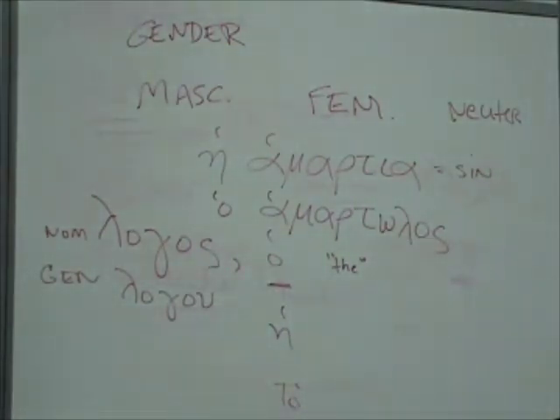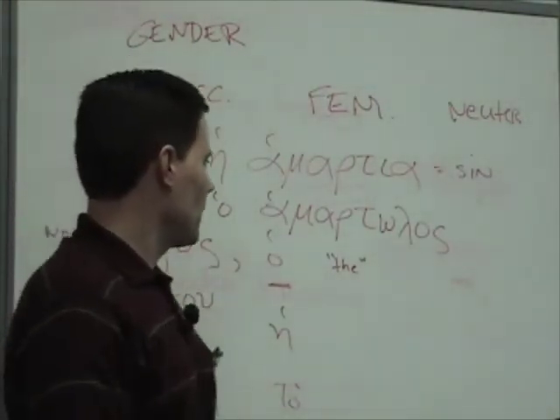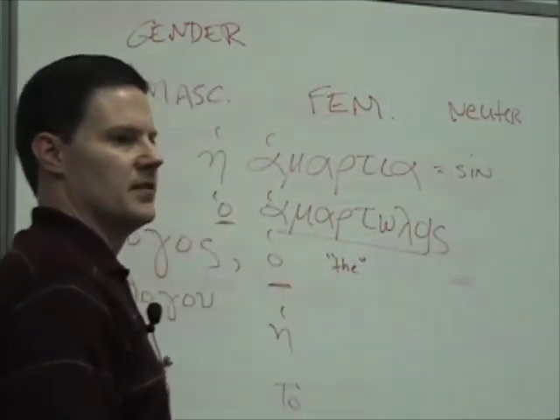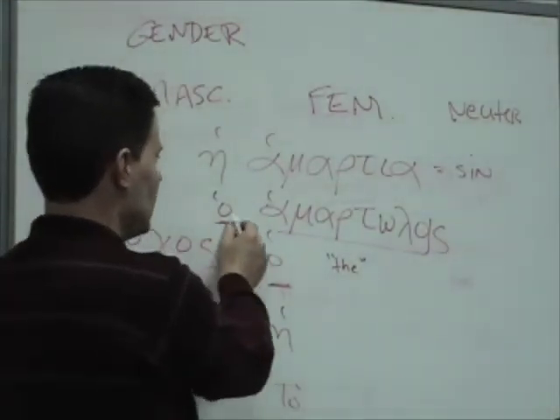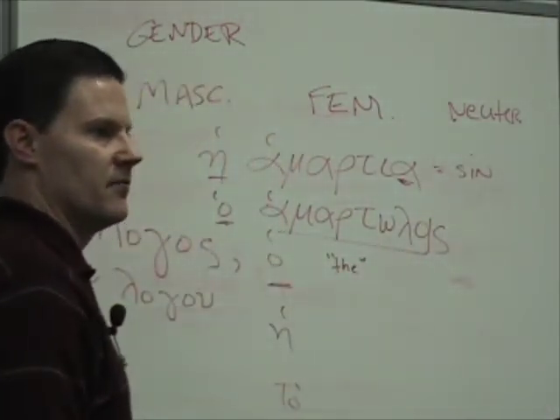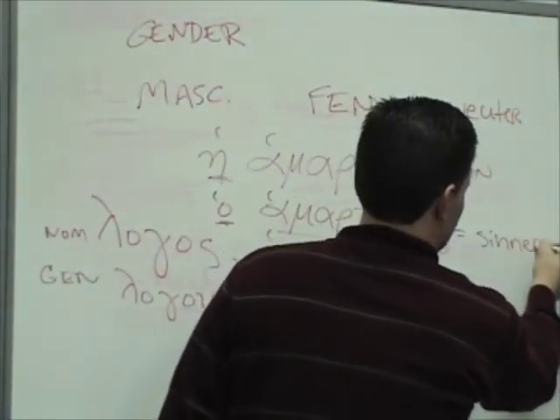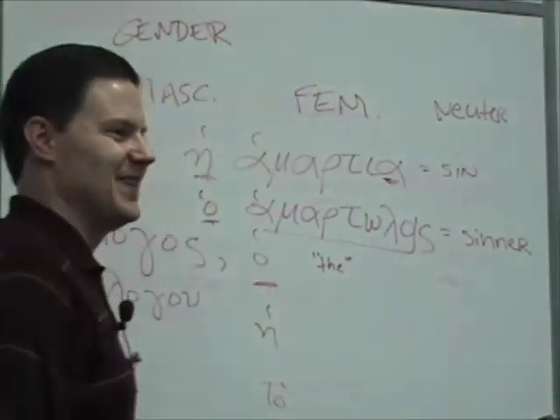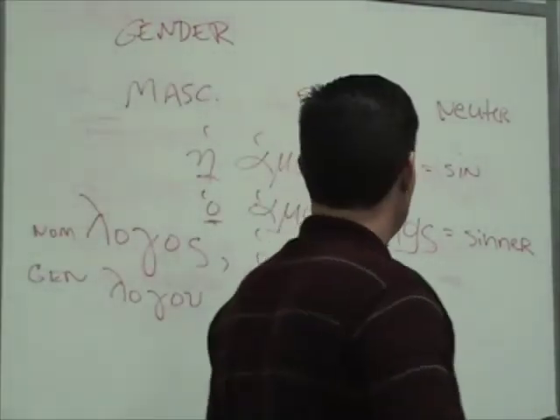We also have hamartolos. I keep forgetting, it's got the rough breathing. This is an omicron ending stem, so it's second declension, and it's also masculine. This is an alpha ending, and it's first declension feminine. This is sinner. So all sin is not female, and all sinners are not males, at least I hope. Although I'm sure some can make a case for it.